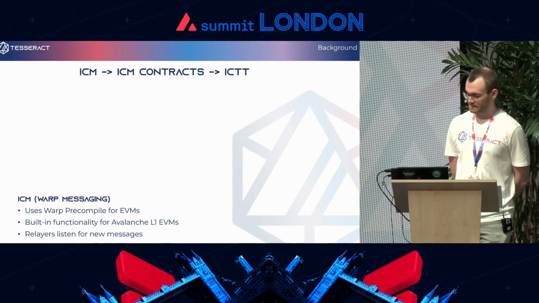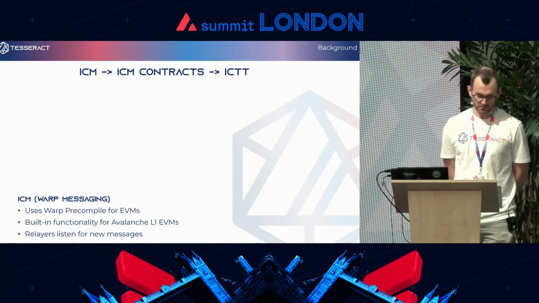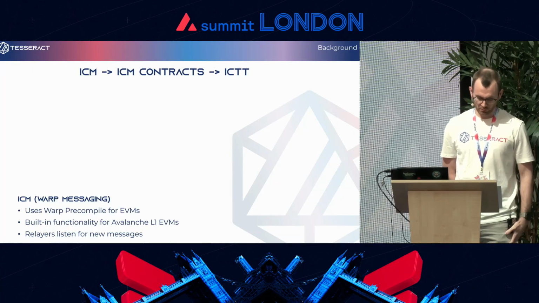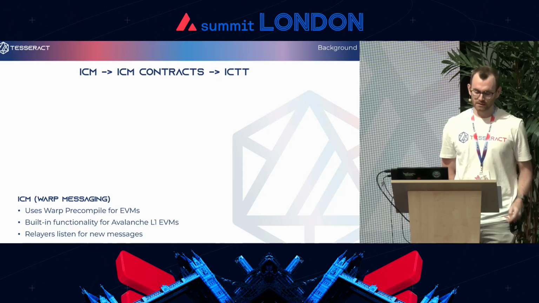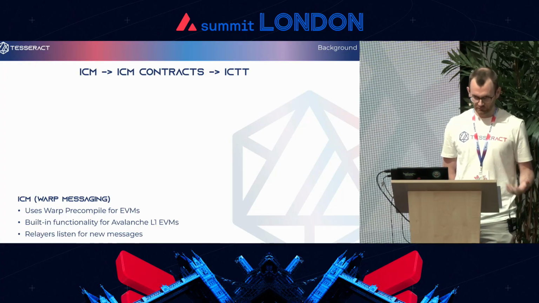So first of all, ICM, interchain messaging, is a cross-chain communication protocol that lets messages be sent between Avalanche L1s. For the EVM, this makes use of the warp precompile, which is a special kind of contract that's implemented directly in the node software, unlike most smart contracts which are written in Solidity and then deployed as bytecode. You can think of it as kind of built-in functionality for Avalanche L1 EVMs.